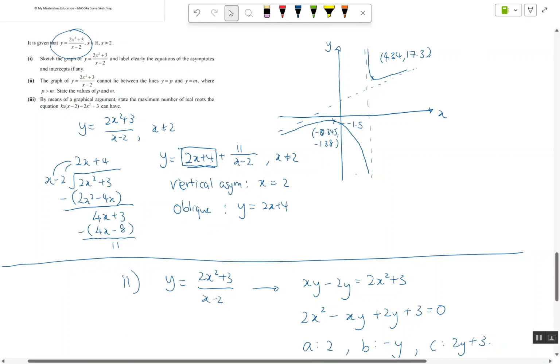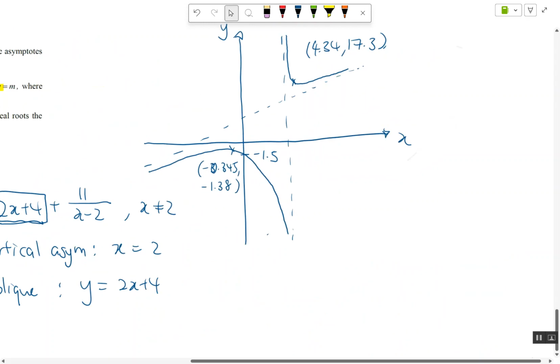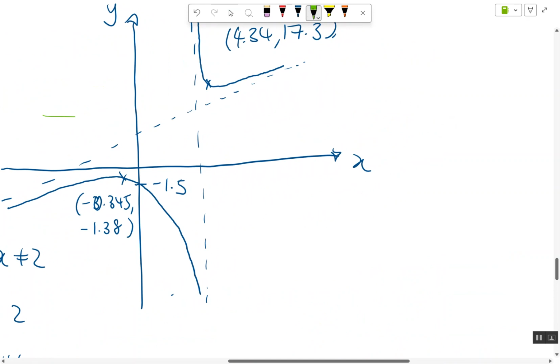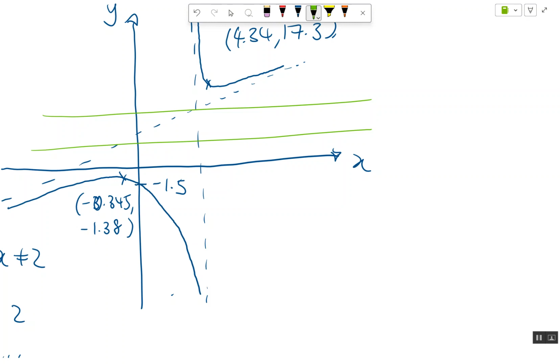Now, to answer the other part of the question: the graph cannot lie between these two lines. If you look at this graph, if I draw a line here, there will be no roots. Whenever I draw a line here, there will be no roots. So there will always be no roots from the minimum point of this part to the maximum point of this part. So what are these two values? When we are talking about this, we are talking about the y value. At this point, y equals 17.3. At this point, y equals negative 1.38. So this is your answer already. There will be no y for these two points.